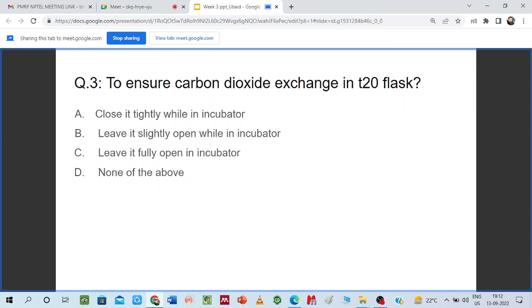Can anyone write in the chat box or unmute yourself? What is the disadvantage of these types of flasks in which we need to slightly open the flask so that the oxygen and CO2 exchange will occur? The lid we have to unscrew slightly so that the CO2 exchange occurs. But what is the disadvantage of these types of flasks? What is the disadvantage of opening this lid or the knob that is present?